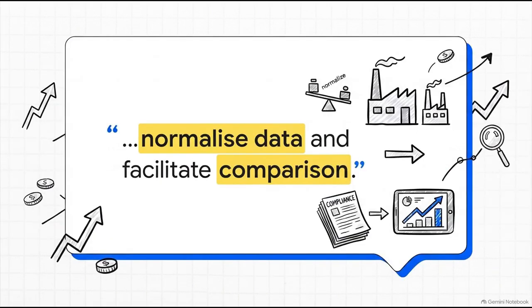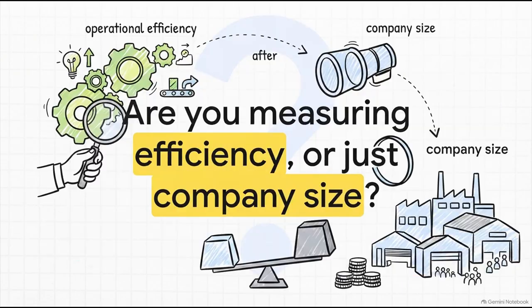Like the source document explicitly says right in its introduction, these metrics exist to normalize data and facilitate comparison. This mathematical normalization is the absolute key to benchmarking industry peers of vastly different sizes. It takes what could just be a bulky compliance report and transforms it into a really sharp competitive dashboard for investors. So I'll leave you with this to chew on the next time you're reviewing a sustainability report.